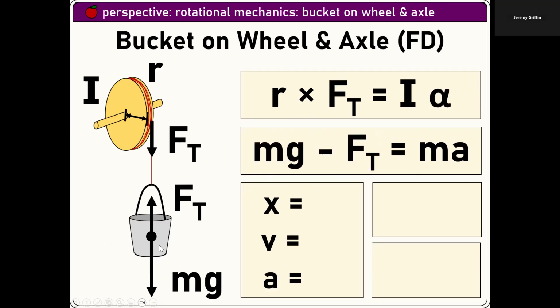The weight says let's go down. The tension force resists that. It says no, pull them back up. There's some difference, and that difference is the net force on the bucket, which results in the acceleration of the bucket. You see, lowercase m represents the mass of the bucket.